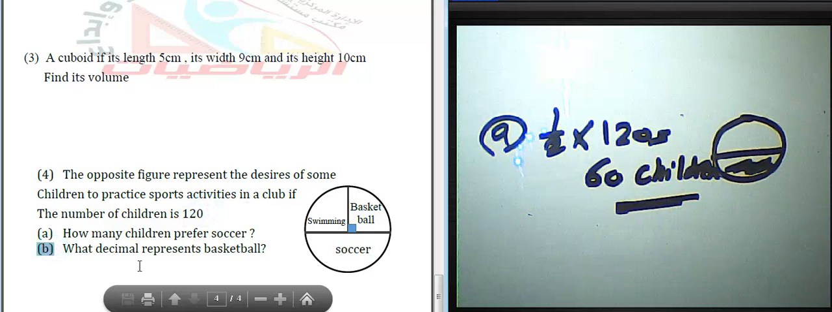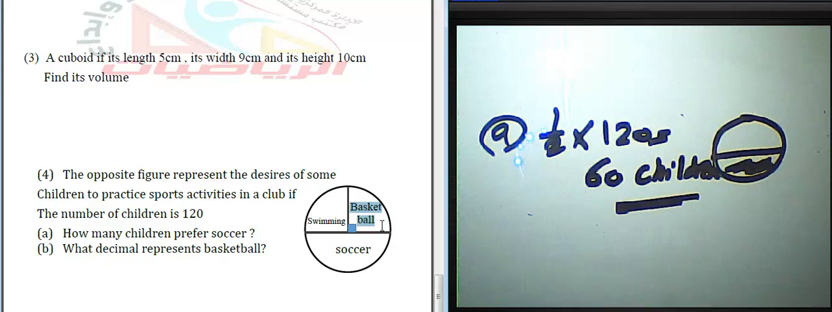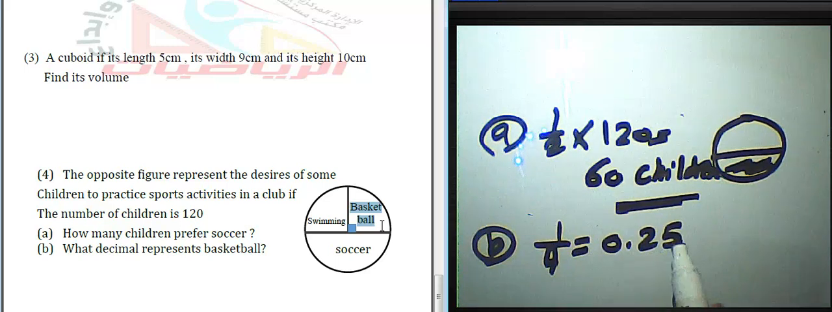Letter B, what decimal represents basketball? Basketball here will be a fourth. We want to convert to decimal. A fourth equals 0.25. This is the result, 0.25 for basketball.